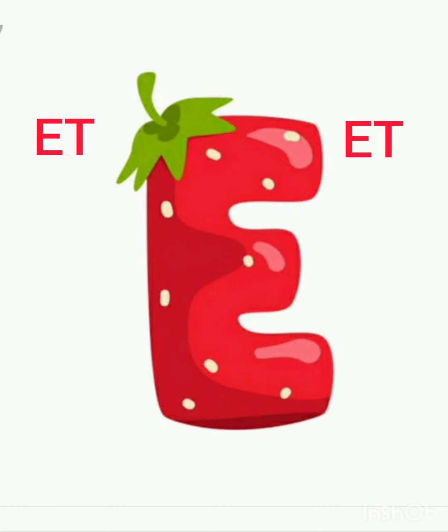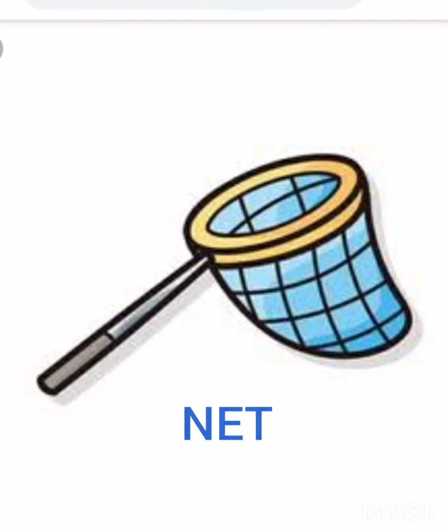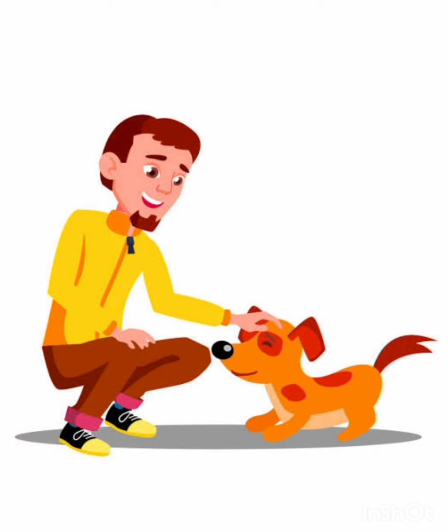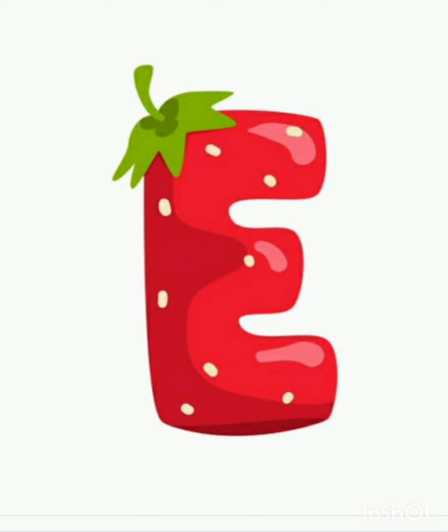Let's look at the picture and say the word 2 times each. Ready? Start. Net. Net. Jet. Jet. Pet. Pet. Good job.